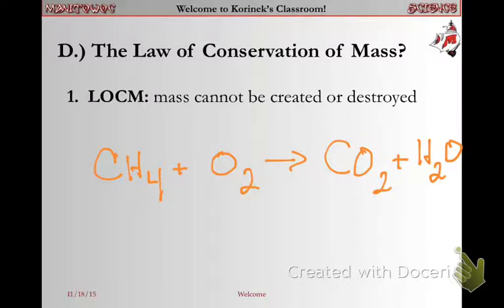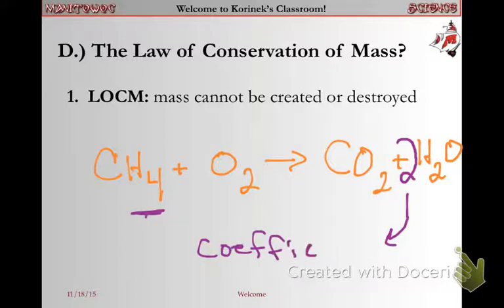So hydrogen, like I said before, we have 4 hydrogens here on the left side and only 2 on the right. So what I do to remedy that is I put a large 2 in front of the water molecule. Okay, and that number has a special name. That number is called a coefficient. And what that says is that I now have produced 2 water molecules. So if I take 1 methane and 1 oxygen molecule, put them together, I'm going to produce 2 water molecules.